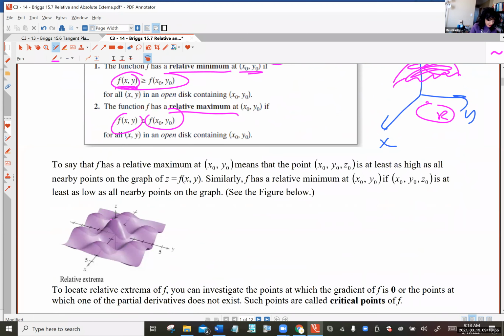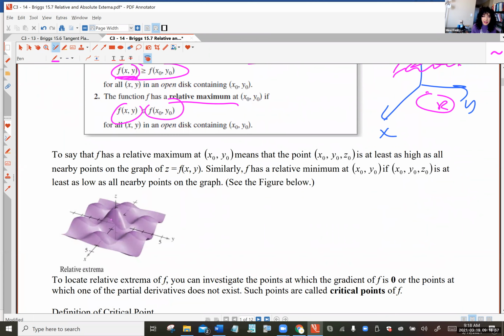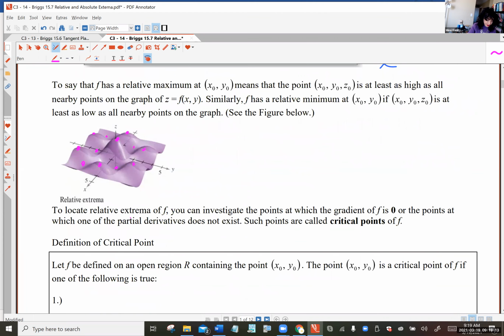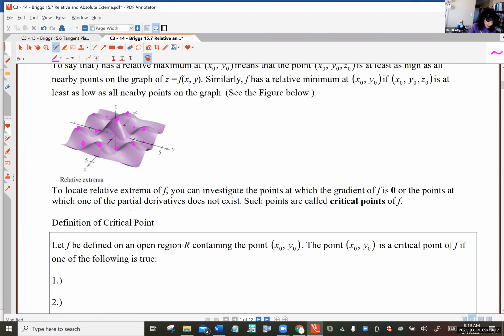Fine. And then here's a little picture where you've got maxes and mins. You can see that all the tops of the peaks there would be the relative maximums, and then the valleys would be all of the relative minimums. So this guy has a whole bunch of everything. It's kind of a cool surface.